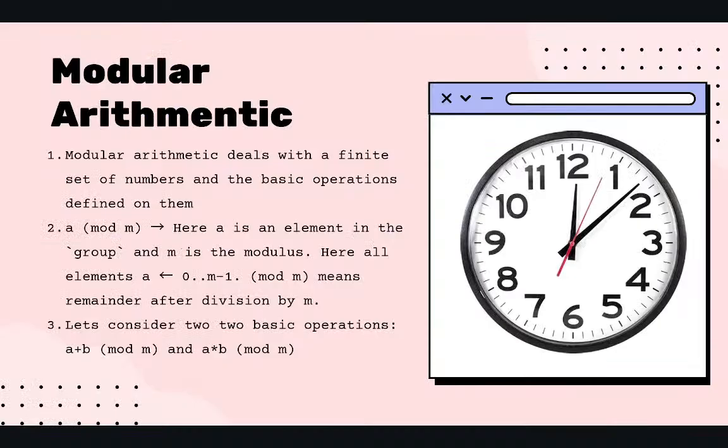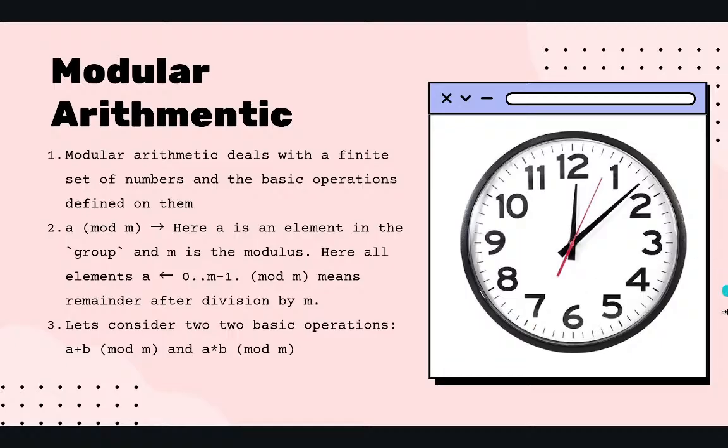Before we move on to classical crypto systems, we'll look at modular arithmetic, because we'll be needing modular arithmetic to implement and understand some of these classical crypto systems. Modular arithmetic deals with a finite set of elements, and we'll have a few operations defined on them.